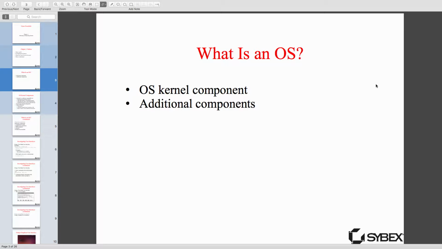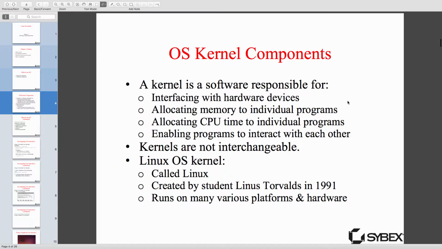Well, an operating system has something known as a kernel component, and then it's also got something known as a user space component or additional components. So what is the kernel? Well, the kernel is software that's responsible for interfacing with hardware devices. It's also used to do things such as allocating memory for different programs, scheduling the CPU time, making sure that everything's fair and that programs get a chance to run on the CPU, giving programs the ability to interact with each other. And it's important to note that kernels are not interchangeable.